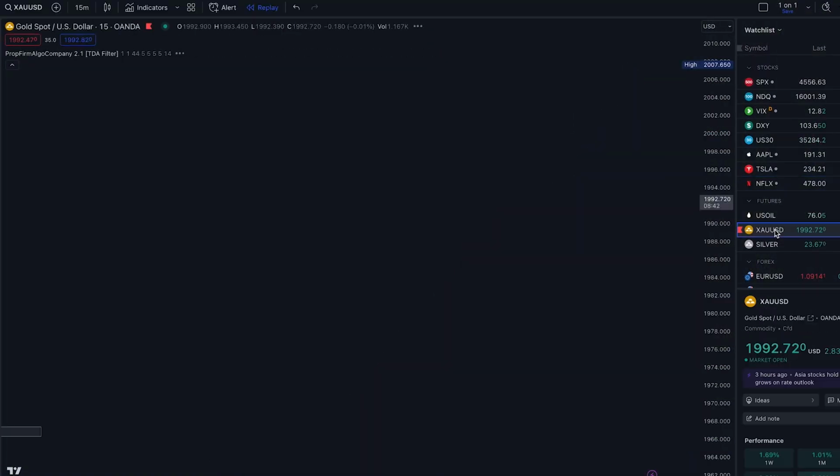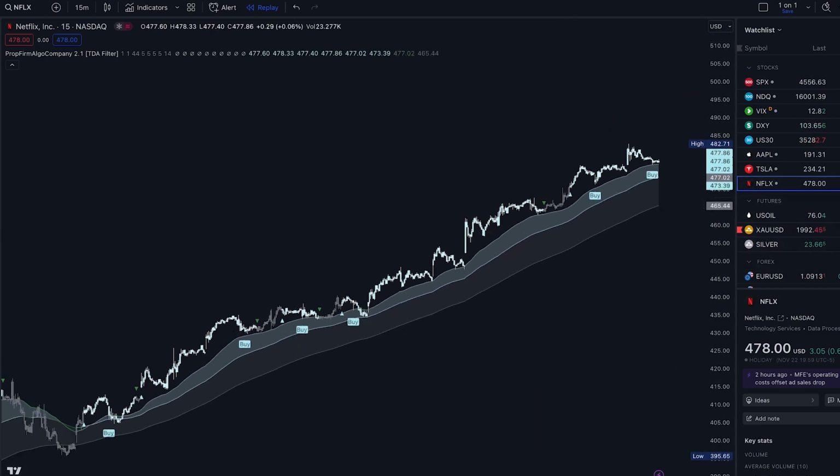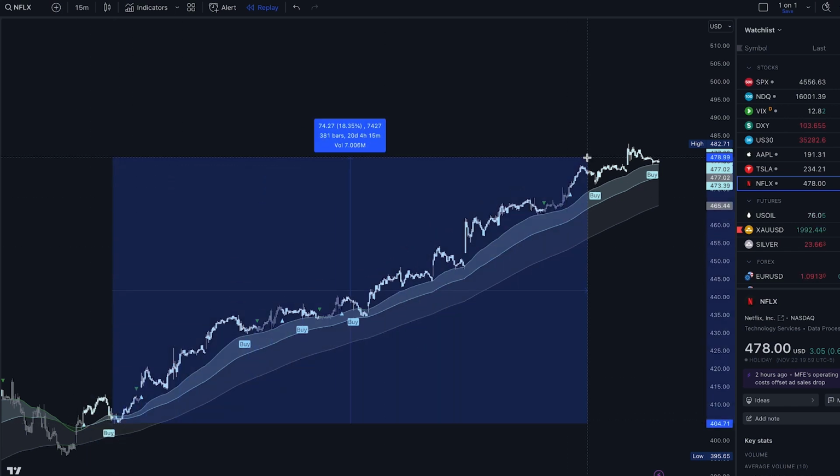This is even perfect for stock trading. Let's go ahead and take a look at Netflix, for example. Here's Netflix. And look how many points it's been going on the Netflix trade.